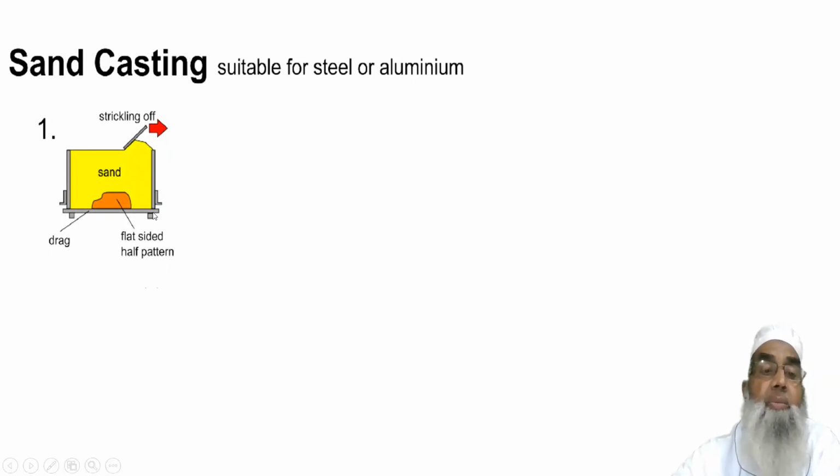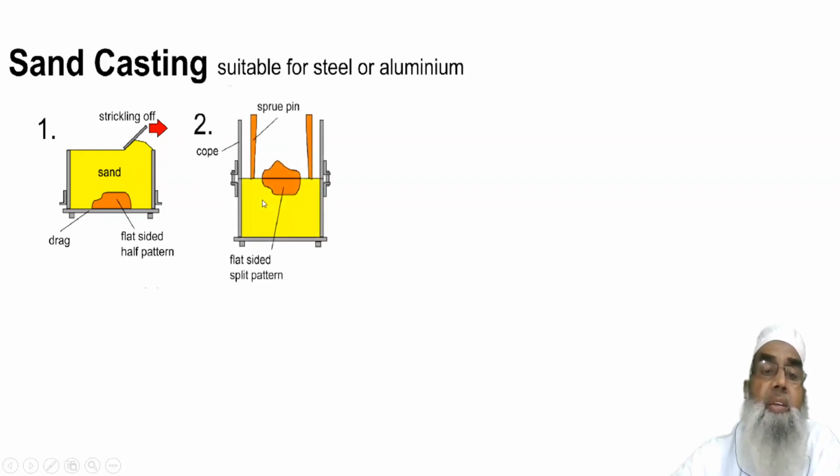The common steps of casting are as follows. We have a pattern put on the table, a flat side half pattern, and it is molded and rammed in the drag. After that, the upper part is inverted upside down, the cope is put over it, screws are arranged, and the sand is filled.